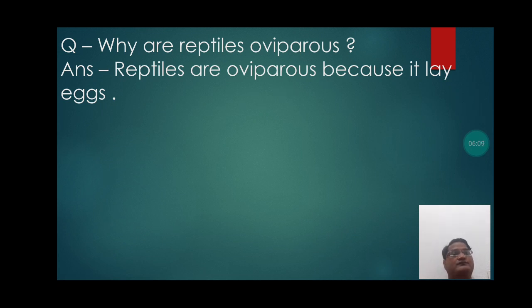Students, reptiles are least developed in comparison to the mammals because reptiles are oviparous and they lay eggs, whereas mammals are viviparous, that is, they give birth to their young ones and they don't lay eggs.